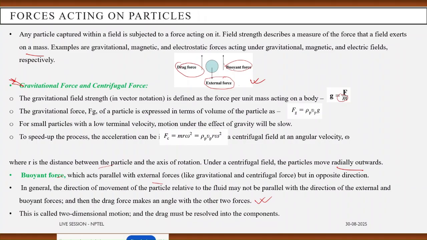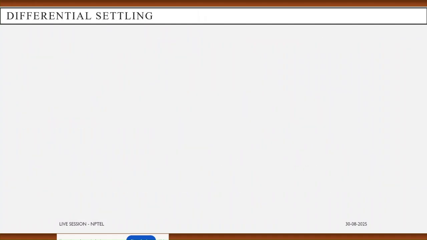This kind of thing is known as two-dimensional motion, which needs to be resolved into components. But in this class, we are going to focus on the one-dimensional forces only, which are acting on the particle. Next, we are going to discuss the differential settling topic.